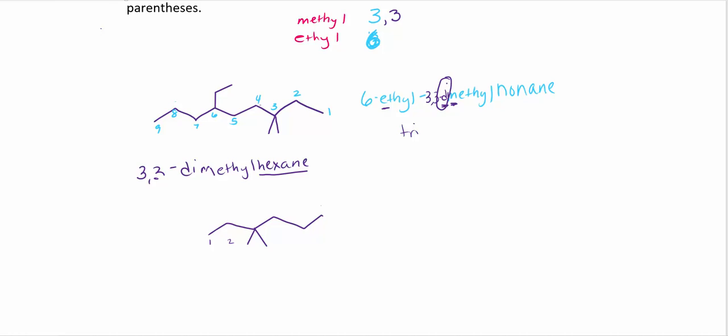Well, what if I numbered the other way? 1, 2, 3, and I put my methyl groups there? Well, the reality is these are equivalent. These are the same compound, because all you have to do is flip it over, and you have the same compound. So that is naming alkanes with substituents.